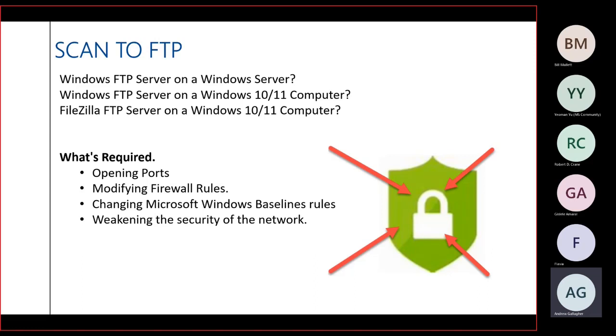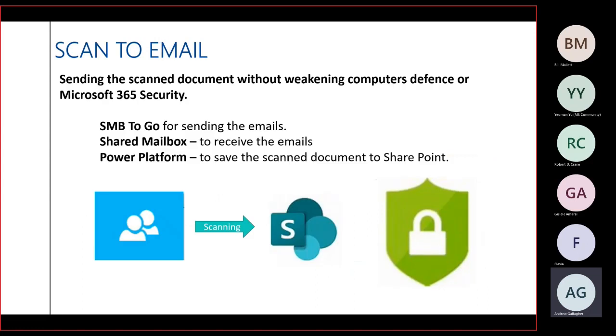So then I thought, well, how can I do this using the Power Platform? What I worked out was I could use the scan to email system on the printer to send the emails directly to a shared mailbox. Then I have the Power Platform trigger automatically when an email is received into that shared mailbox, and then save that document directly into SharePoint.